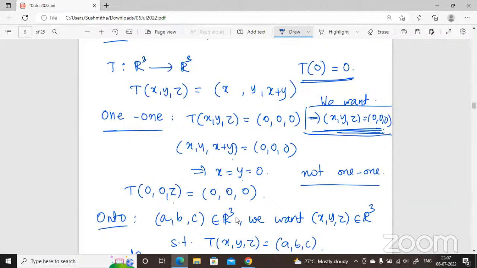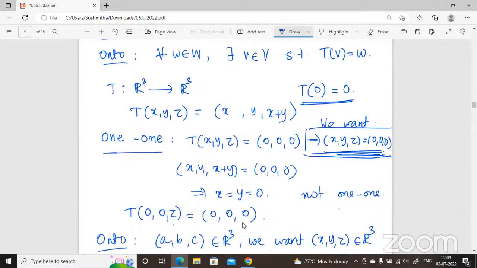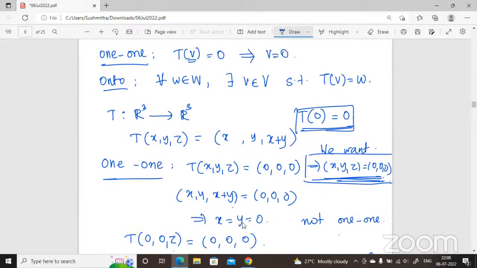Okay, you mean to say that the pre-image of 0 should be unique. In the transformation, we are getting 0, 0, 0 from 0, 0, 0 and also from 0, 0, 3. So two vectors are going to 0. The pre-image of 0 should be only 0. Right. For a linear transformation, we already know T of 0 is 0. So you should show that there is no other vector that goes to 0.